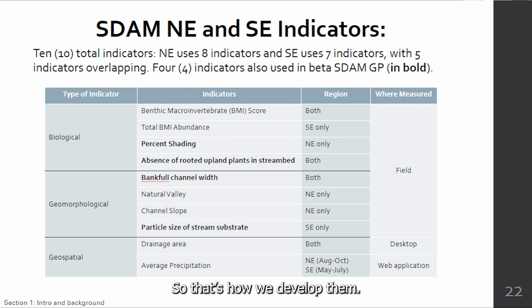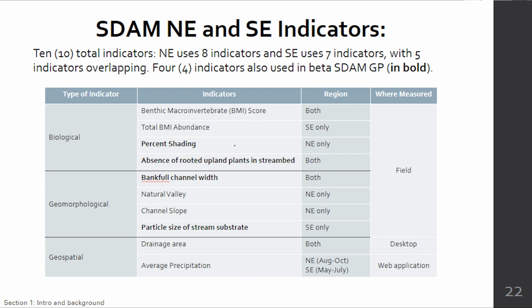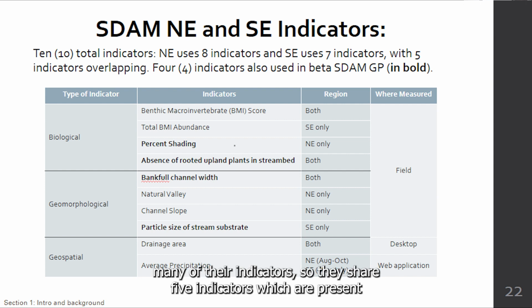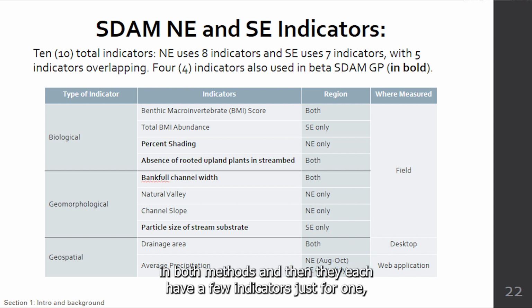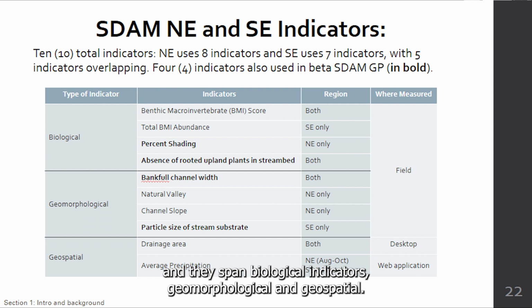So that's how we develop them. Now let's talk about what they actually are. The SDAM for the Northeast and the SDAM for the Southeast share many of their indicators. So they share 5 indicators, which are present in both methods, and then they each have a few indicators just for one. And they span biological indicators, geomorphological, and geospatial.